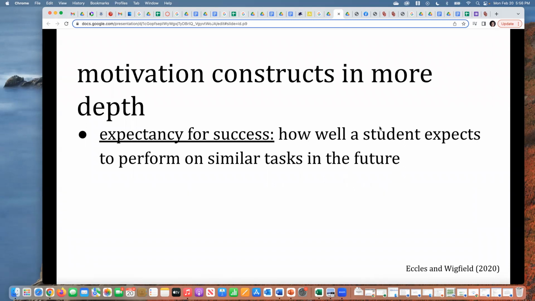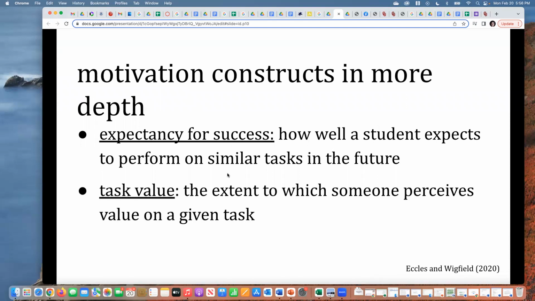There are slight differences. For example, with an expectancy for success, it's more focused on what a student thinks that they'll be able to do in the future on future similar tasks. But what's important for you to know and understand is that they're both reflections of that "can I do this" question, and they're highly similar.